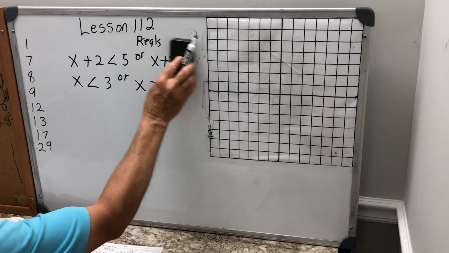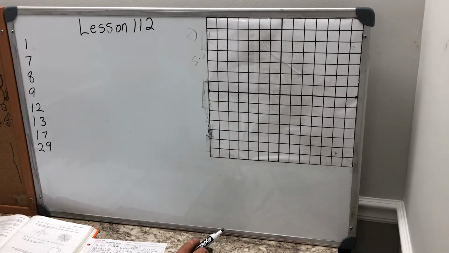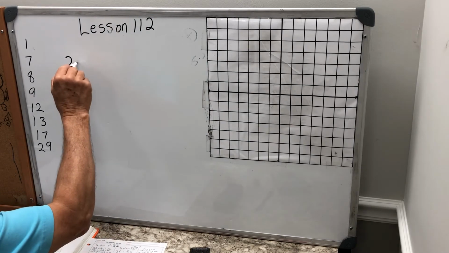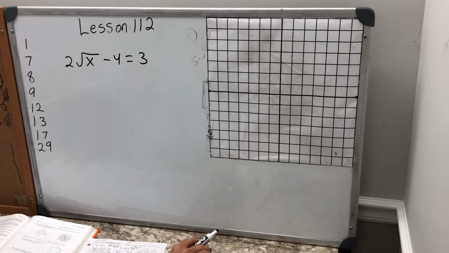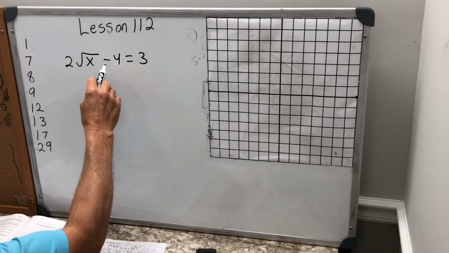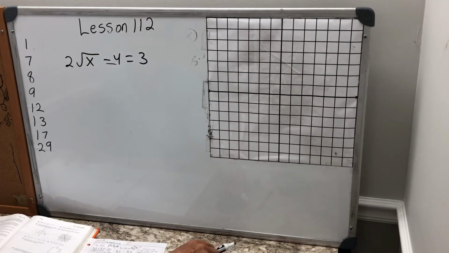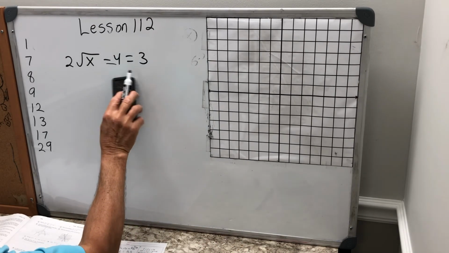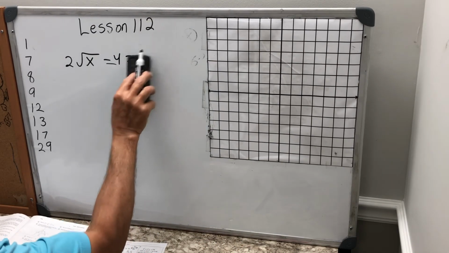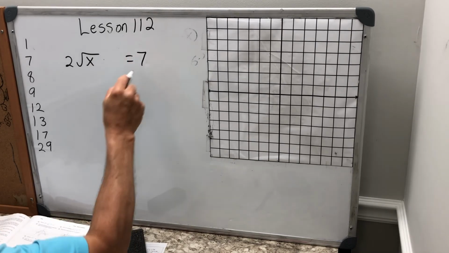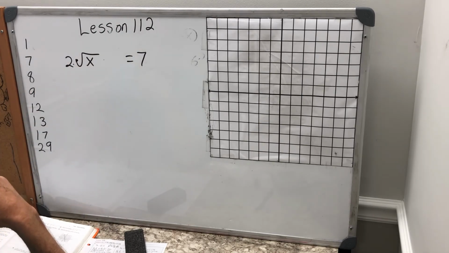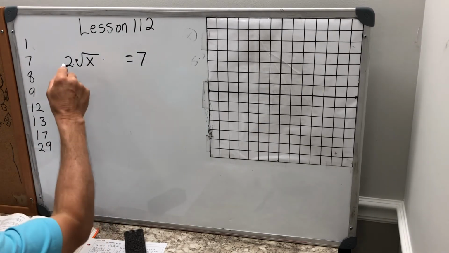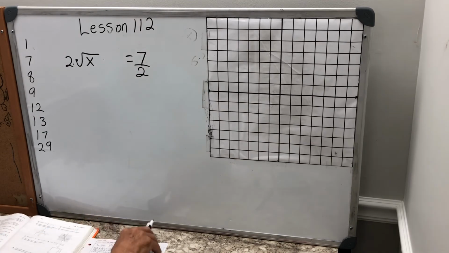Number 17 is an interesting one. Here we have 2 times the square root of x, minus 4 equals 3. I would say first we move the negative 4 to the other side, making this a positive 4, and 3 plus 4 is a 7. Equals 7. Now we have the 2 here. When it's beside it, it's a multiplication. To undo multiplication, we divide. So to get rid of this 2, we put it over here and divide by it. Now we got rid of our 2, and we have the square root of x standing alone.